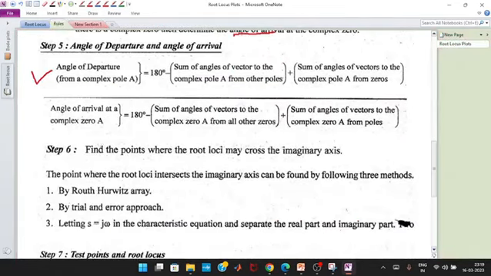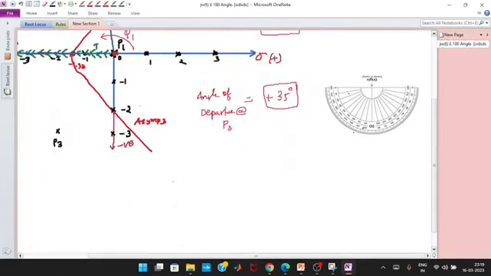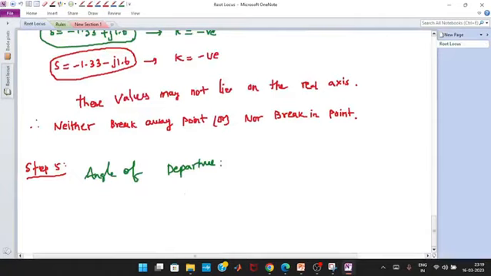Find the point where the root locus may be crossing the imaginary axis. You can find it using three methods: by Routh-Hurwitz, by trial and error, or by putting s equal to j omega in the characteristic equation and separating the real and imaginary parts. But I will go for Routh-Hurwitz because that is the easiest one. So after finding the angle of departure, we know that the angle of departure is minus 35 degrees, and the angle of arrival is plus 35 degrees. Both I have found out. So that is step number 5.